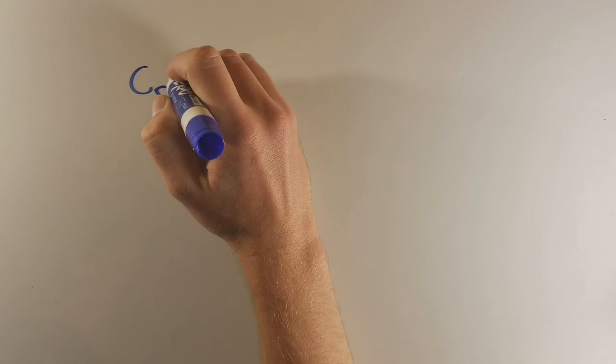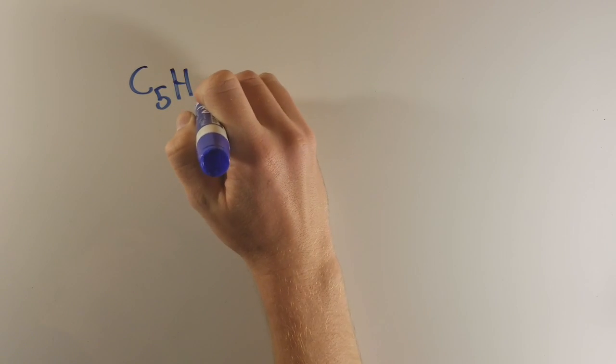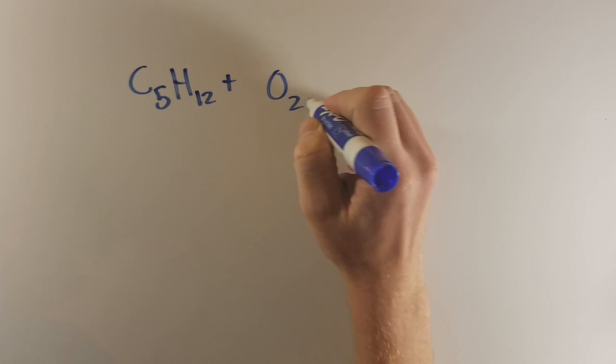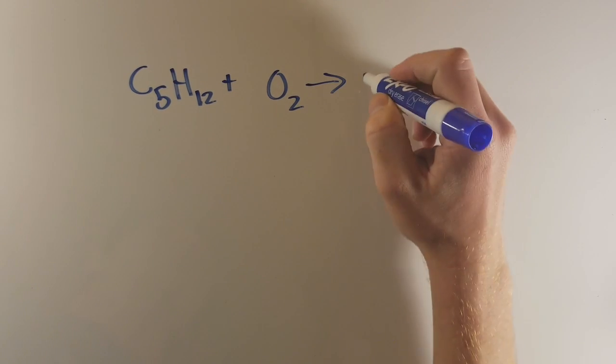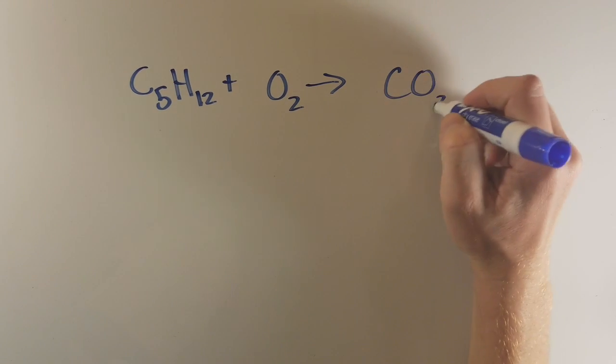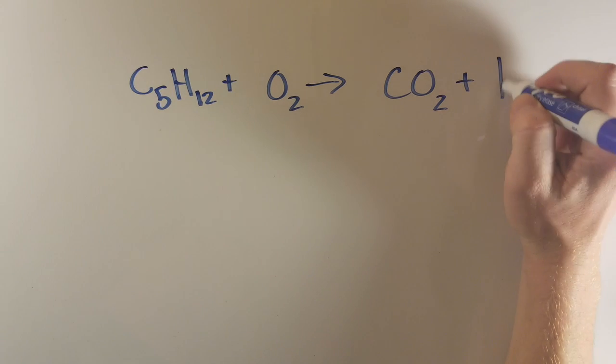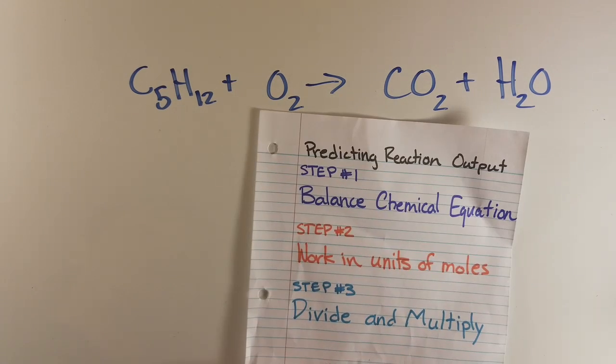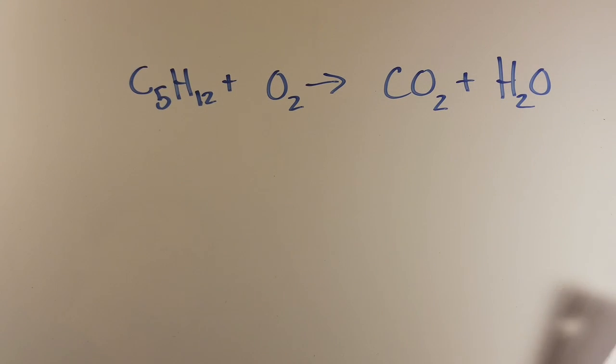We've got pentane, or C5H12, plus oxygen yields carbon dioxide plus water. Let me make sure I'm on the page. Okay, so we need to balance this, right? Step 1, balance chemical equation.